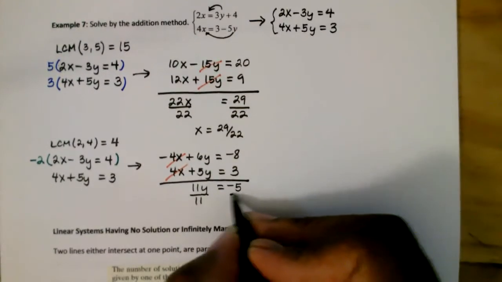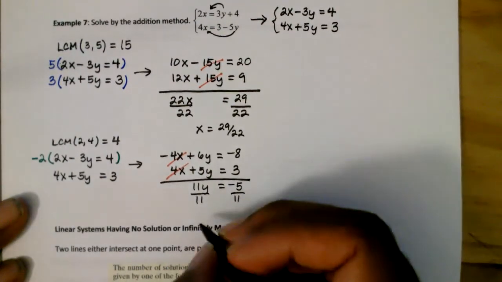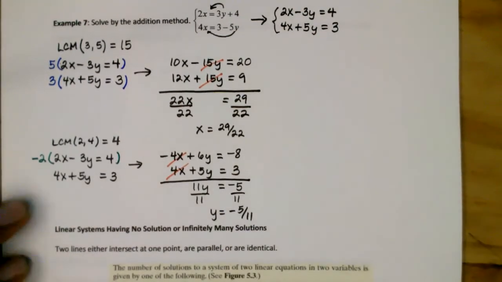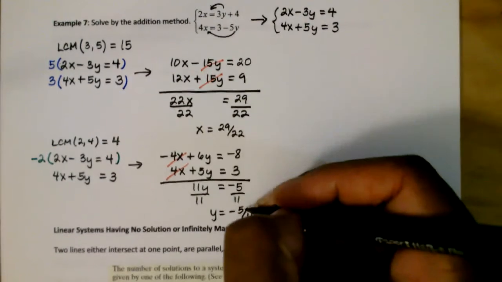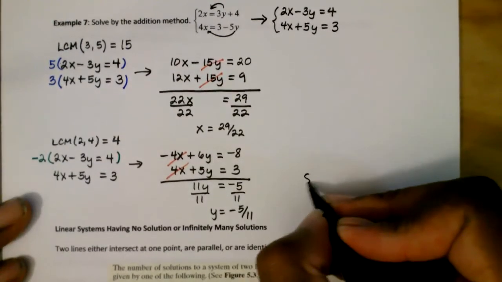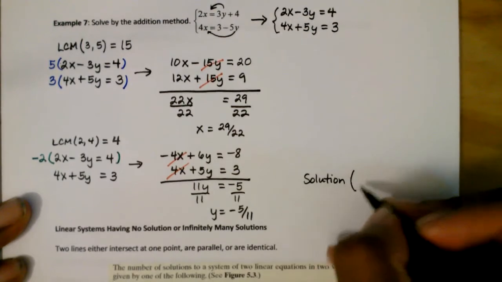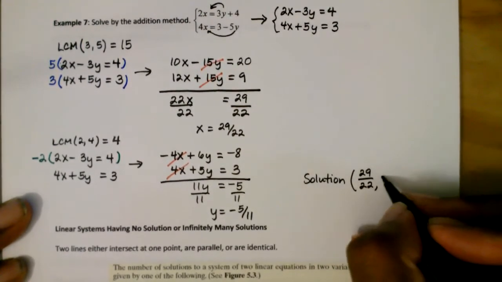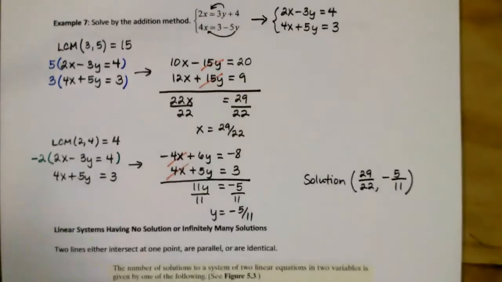Now when I divide both sides by 11, this would mean y is equal to -5 11ths. So here, I know what x is and I know what y is. So I do have my solution to this system of equations, and it's in the form of a fraction. 29 over 22 and -5 11ths.